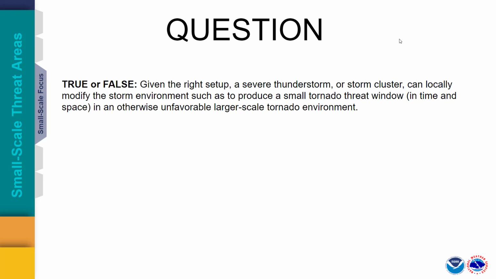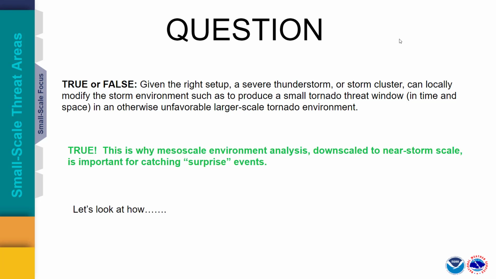Given the right setup, a severe thunderstorm or storm cluster can locally modify the storm environment, such as to produce a small tornado threat window in time and space in an otherwise unfavorable large-scale tornado environment. The correct answer is true. This is rather important, as the near-storm environment can be quite dynamic. In fact, storms can influence the environment of other, mostly upstream storms.